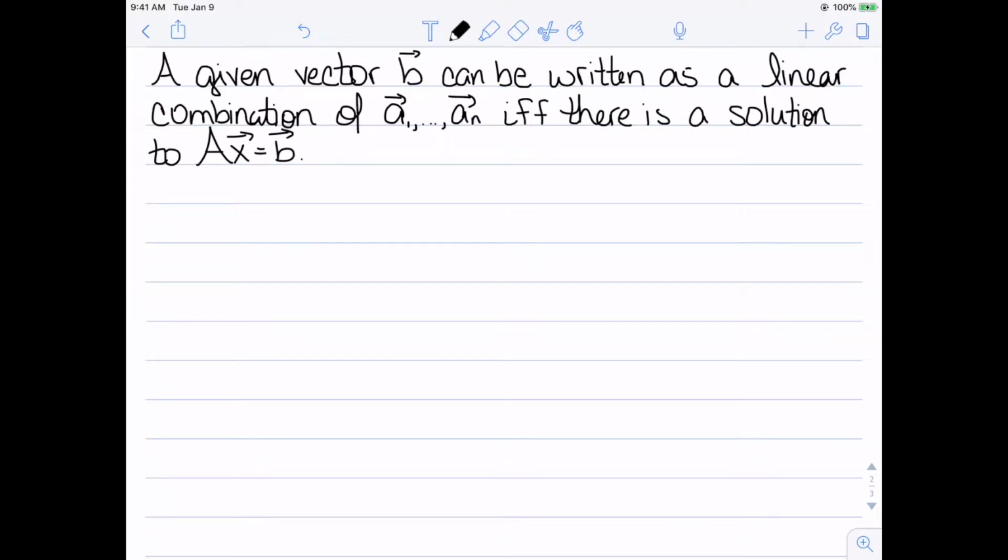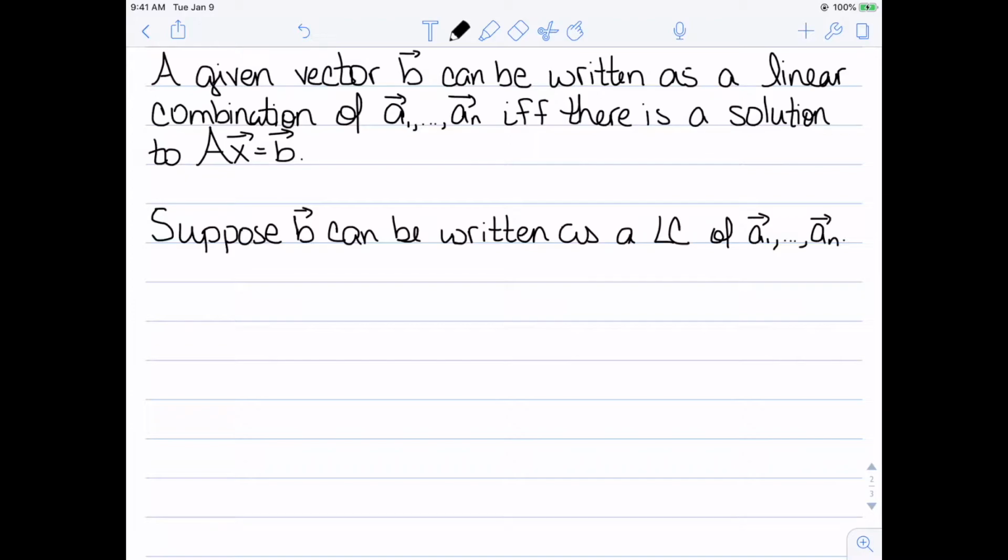So now we know that if we have a set of vectors, it might not be possible to write every vector as a linear combination. So our next question should be, how can we decide when it can be a linear combination of a given set? In general, a given vector b can be written as a linear combination of a set of vectors a1 through an if and only if there's a solution to Ax equal to b, where A is formed using my a1 through an as the columns. So let's go ahead and try to prove this.